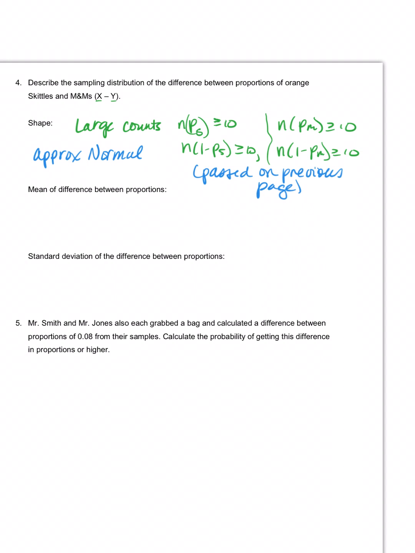Now the mean of the difference of proportions. So what does that mean? The mean of p-hat of Skittles minus p-hat of M&Ms is equivalent to the true proportion of Skittles minus the true proportion of M&Ms. So we do 0.216 minus 0.200, and I get 0.016. That's the center we're using in this distribution when we combine them.